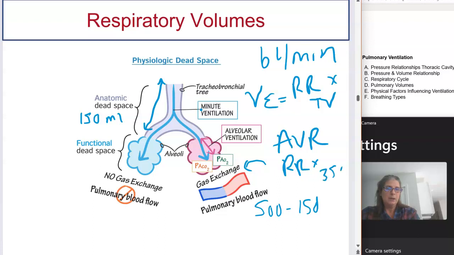So you would multiply that by about 350. Now, there are different conditions that can cause an increase in dead space, and there are ways of measuring the dead space, but that's beyond this course. So when you do that math, you're going to get about 4.2 liters per minute. So what that means is you're moving 6 liters in and out, but of that per minute, 4.2 liters is actually going down in your lungs for gas exchange.